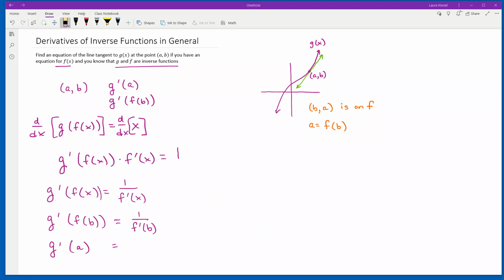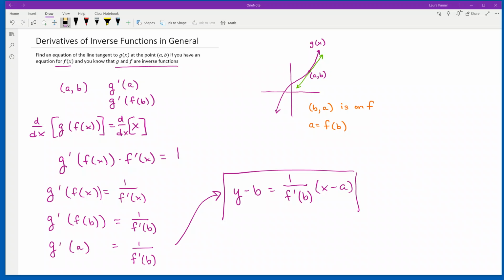So G prime of a is the reciprocal of F prime of the y-coordinate b. So our equation of the tangent line in green up there is just going to be y minus the y-coordinate equals the slope, which we've just determined is 1 over the derivative of F evaluated at that y-coordinate, times x minus a.